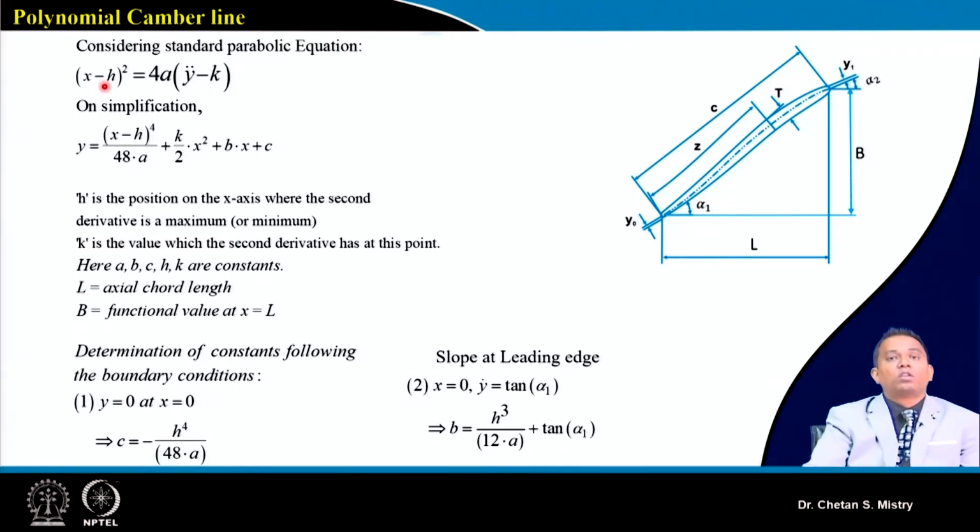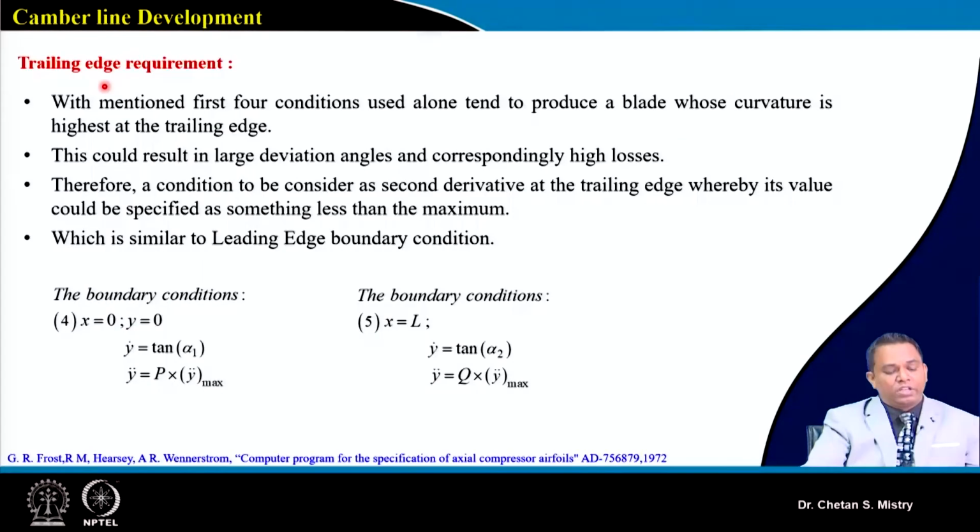Now, in order to develop this polynomial camber line, we need to select some equation. There is good literature available, very old literature, but it still gives a very good understanding and explanation for the development of such camber lines. What we are discussing here will give you some idea. Later on, as per your expectation or requirement, you can modify the formulation of this line.